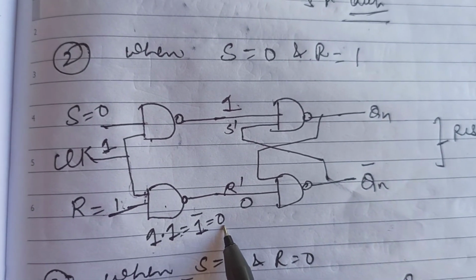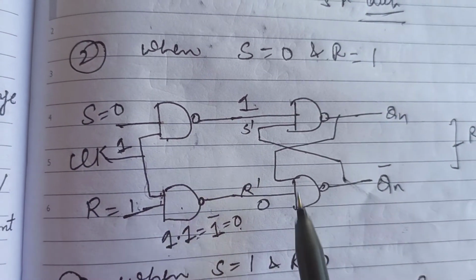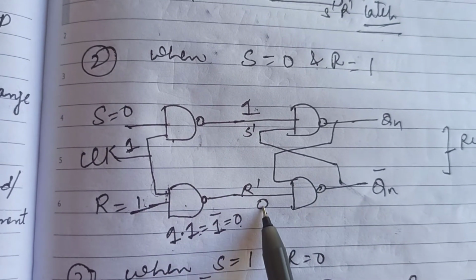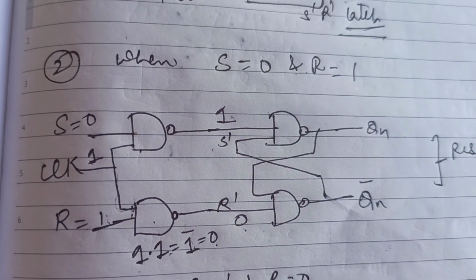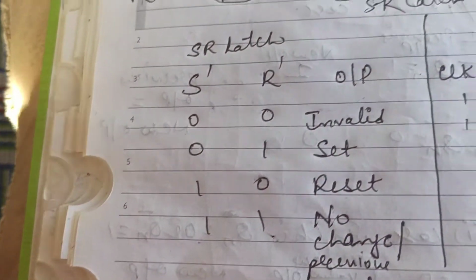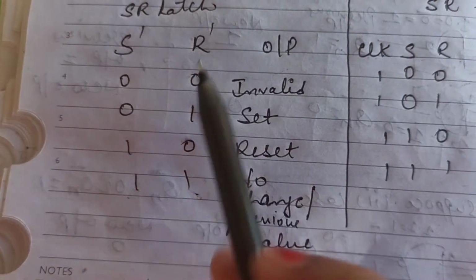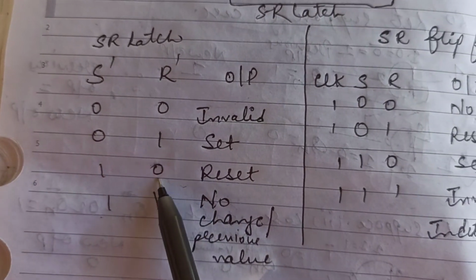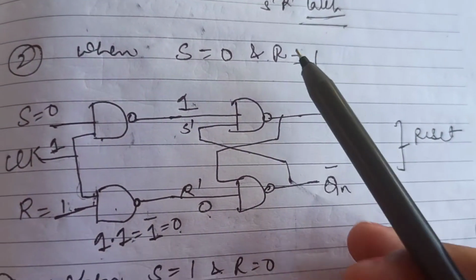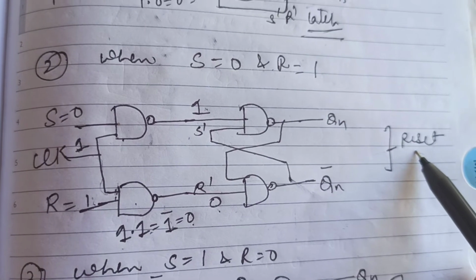Now the value of S dash, R dash for the latch is 1, 0. S dash is 1 and R dash is 0. When S dash is 1 and R dash is 0, the output is reset. So you can say that when S dash is 1 and R dash equals 0, the output is reset.